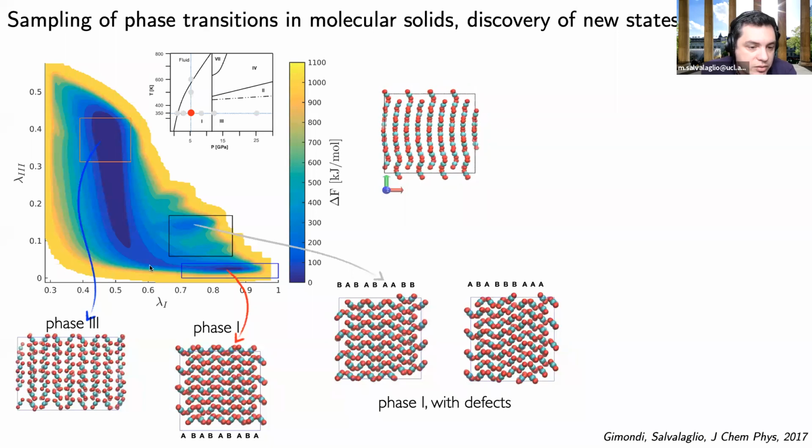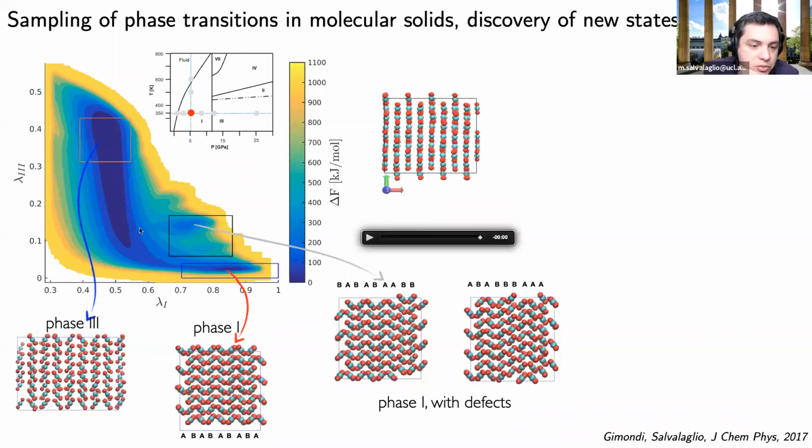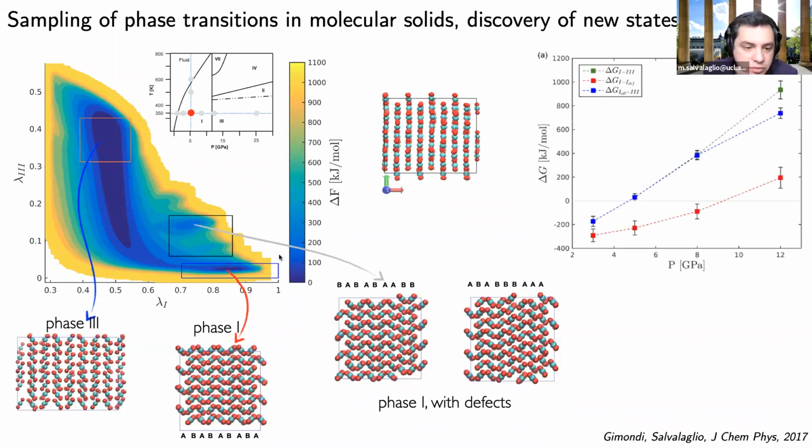So here, this collective variable space has two variables that are maximized by two ordered phases of CO2. However, in the sampling, we discovered that there are also defected configurations sampled in this space, and we can compute free energy differences between the different local minima in this free energy surface as a function of pressure. And we discovered, for example, that for high pressures, this state becomes the most stable one instead of the state that doesn't contain any defect.